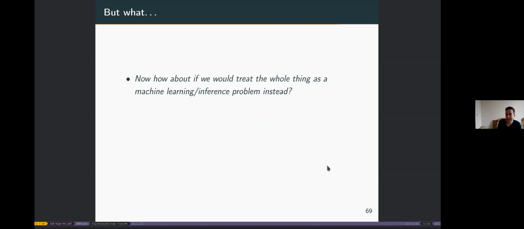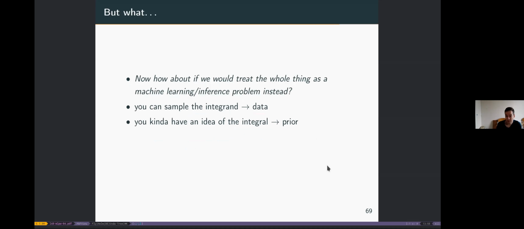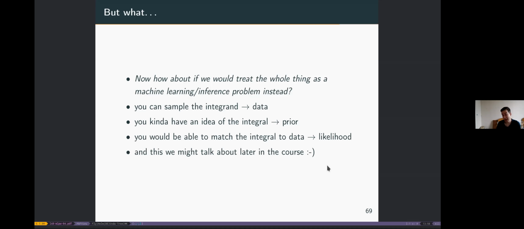How about we treat this whole thing as an inference problem instead? Let's just think about it, right? You can sample the integrand. Well, that's data. You kind of have an idea of the integral. Well, if the distribution sums to 1, that's knowledge. That could be your prior. You would be able to come up with an integral and match it to data. That's kind of a likelihood, right? So maybe you can think about this whole thing as a machine learning inference problem instead. You can maybe build a model of this computation itself.